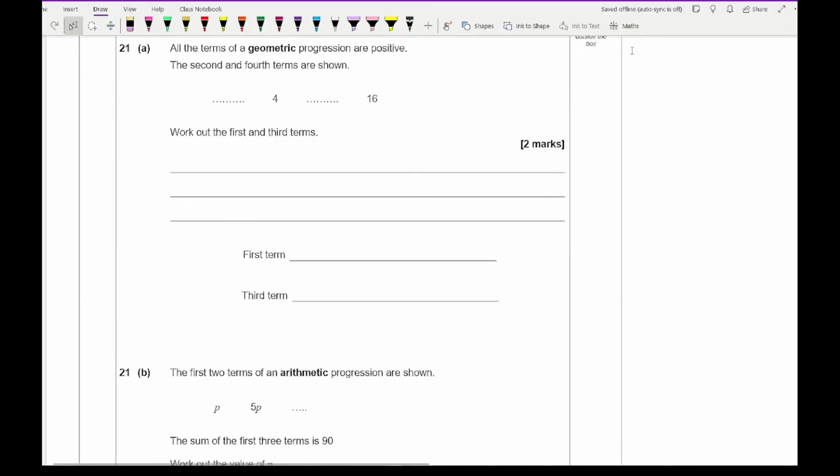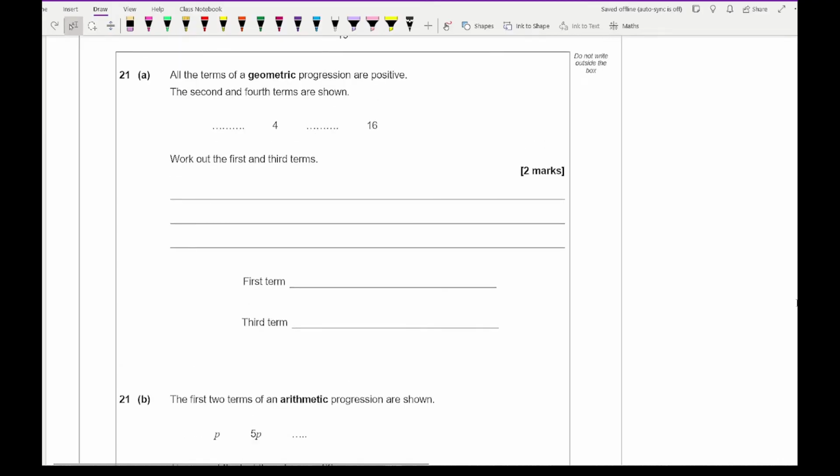Moving on to question 21, it says all of the terms of a geometric progression are positive. The second and fourth terms are shown. Work out the first and the third term. Now with a geometric progression, basically to go from one term to another, you need to multiply by the common number, which in this case we're just going to call times r.